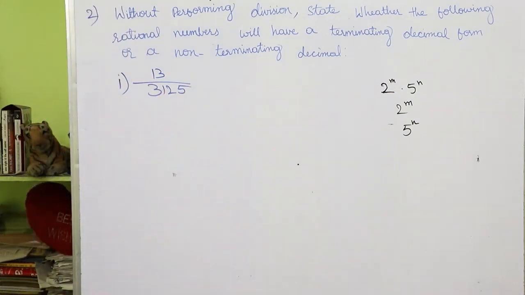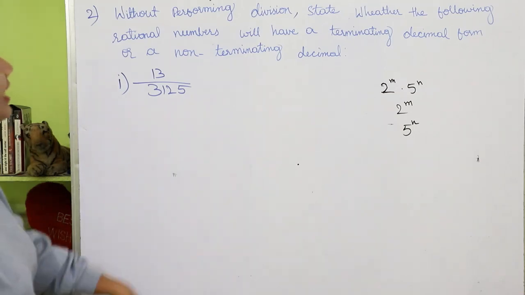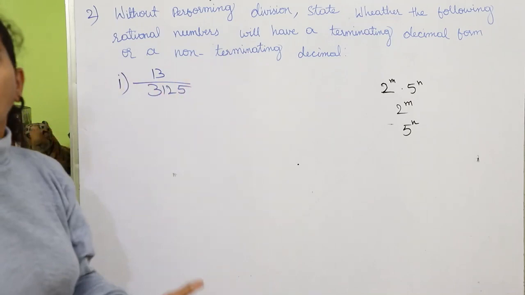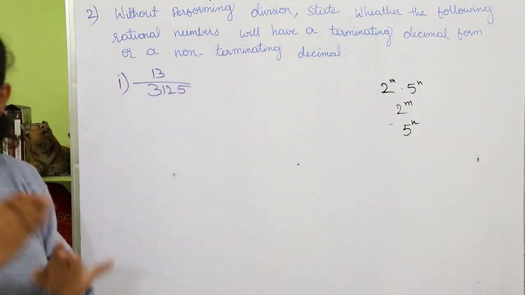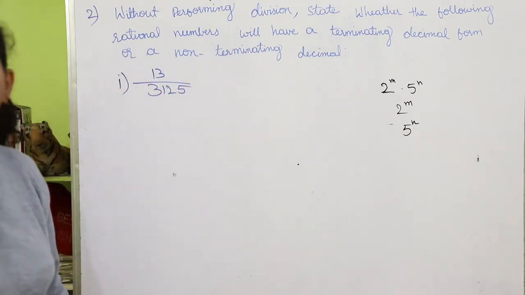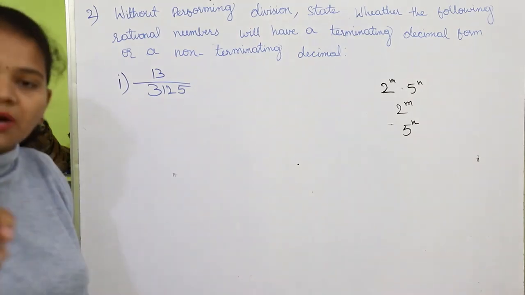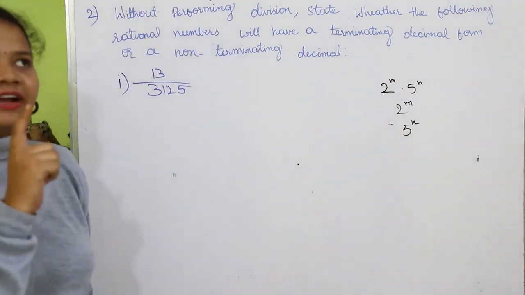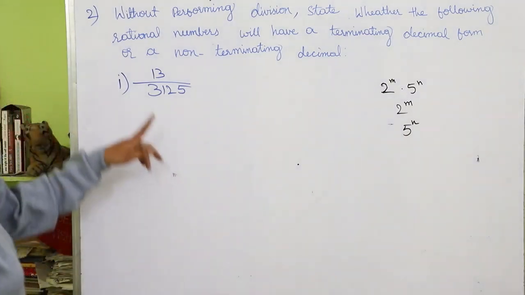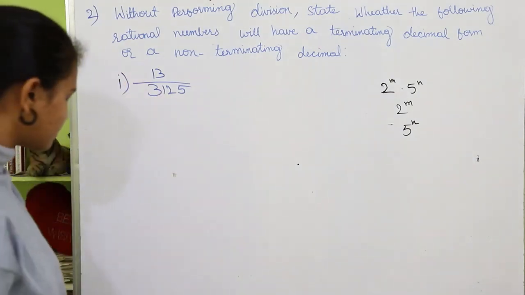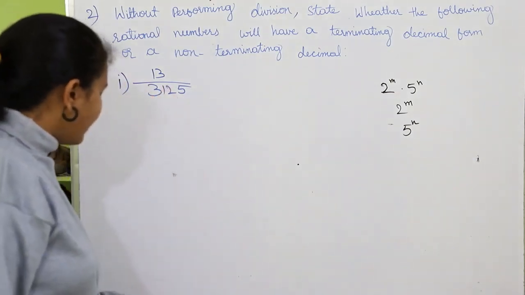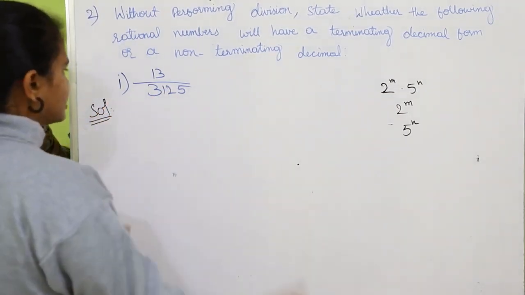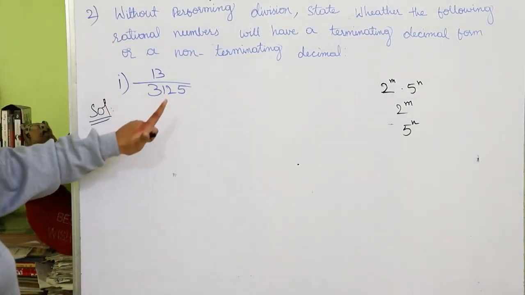Clear? Now, guys, what we do is find only terminating or non-terminating. They didn't ask what the decimal value is. They are not talking about values. They are only asking whether these are terminating or non-terminating. So for this purpose, you go for the LCM process. So here you have 3, 1, 2, 5. To find whether this is terminating or non-terminating, this will be the easiest process that we know.